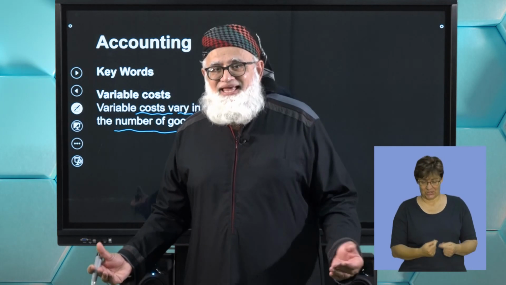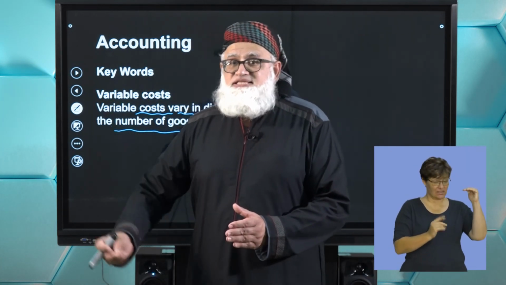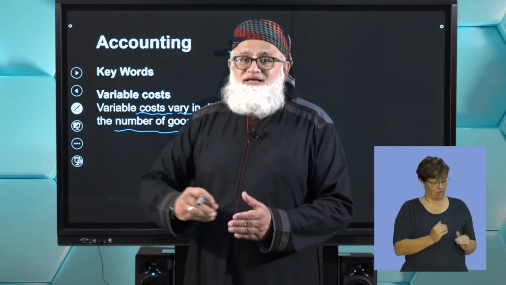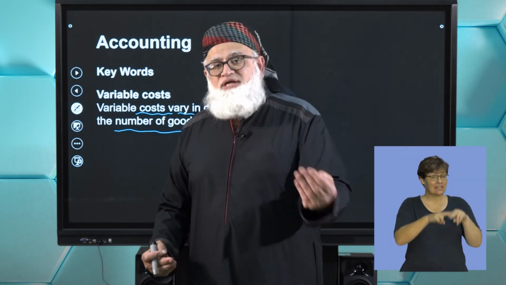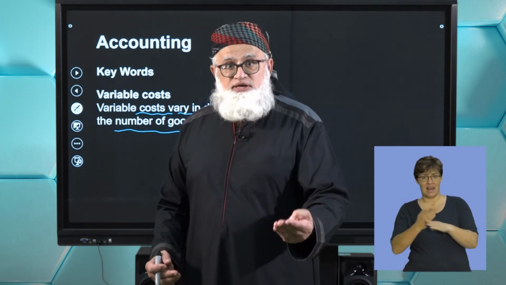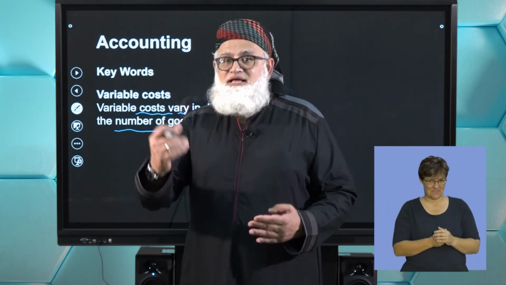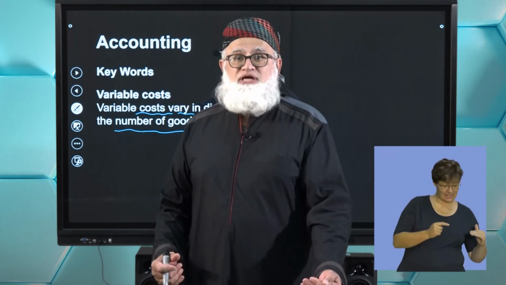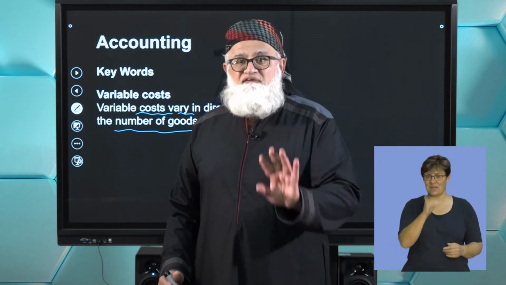So what do we say? As the manufacturing increases, as we increase our production levels, the cost will vary proportionate to production. In other words, if you increase your production, the cost of this will increase. If you decrease your production, the costs will also decrease. That's what we mean by variable cost.